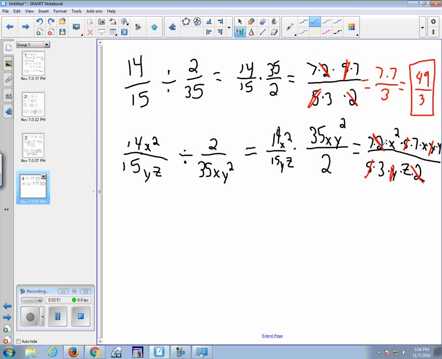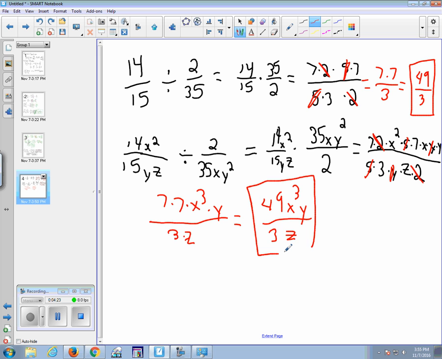So it's 7 times 7 times x squared times another x. So that's 1, 2, 3 x's. I don't have to literally write out all 3. I can start at 2 and then just add 1 more. And the y. And down here 3 and z. And just prettying that up, 49 x cubed y over 3z. Right? Nothing new there. But nothing new in these problems either.